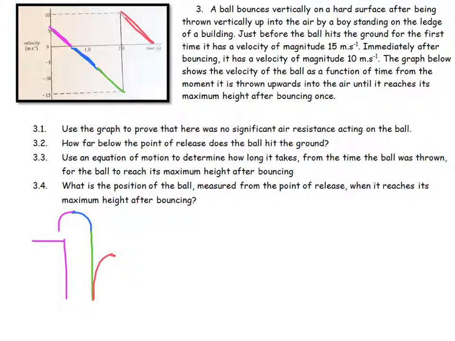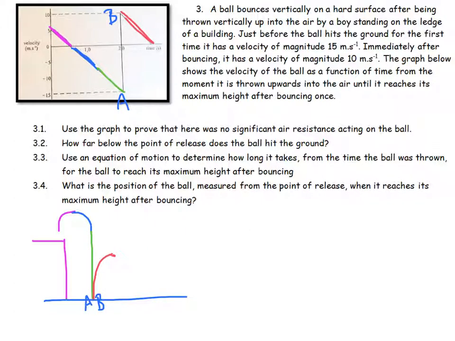What's also important to recognize is that point A over here and point B on the graph are really in exactly the same position in the bounce. They are on the ground. The graph below shows the velocity as a function of time from the moment it is thrown upwards into the air until it reaches the maximum height after only one bounce. Down, bounce, maximum height. Use the graph to prove that there was no significant air resistance acting on that ball.